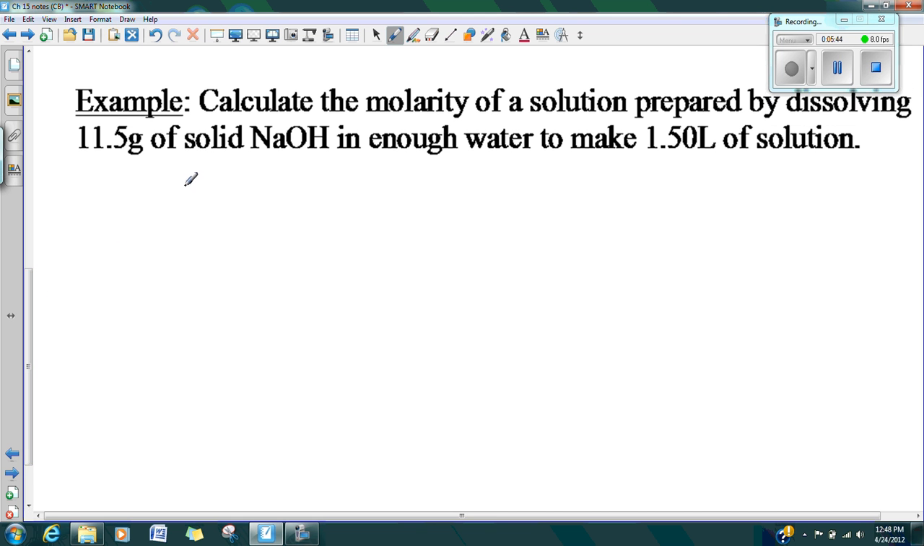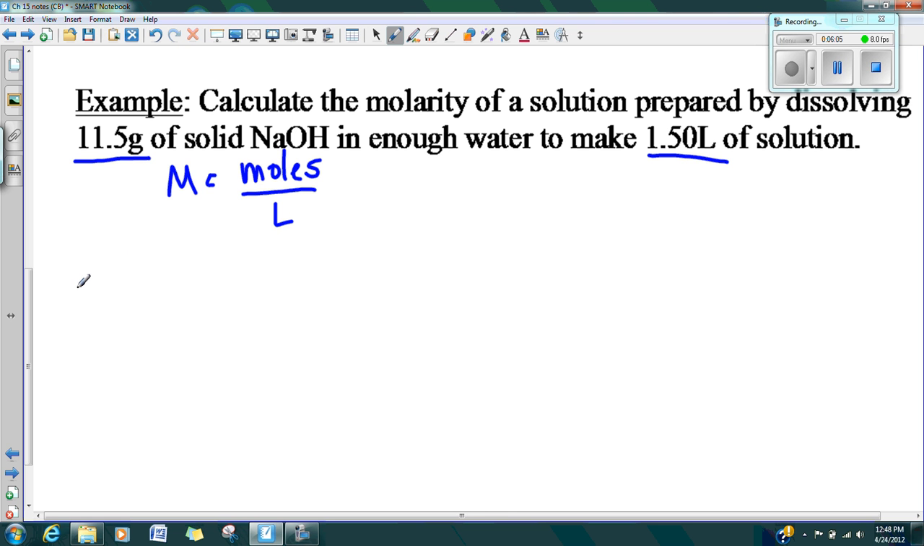All right, so if I take a look at my formula, I know that molarity is equal to moles over liters. I have my liters, I'm okay with that, but I do not have moles. I have 11.5 grams. We are experts at this now. I know that I can take grams into moles, divide by the molar mass.